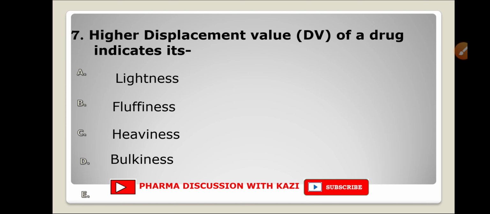Next question. A higher displacement value of a drug indicates its lightness, fluffiness, heaviness, or bulkiness. The correct answer is heaviness, because the higher the displacement value, the higher the amount of drug present in the suppository.